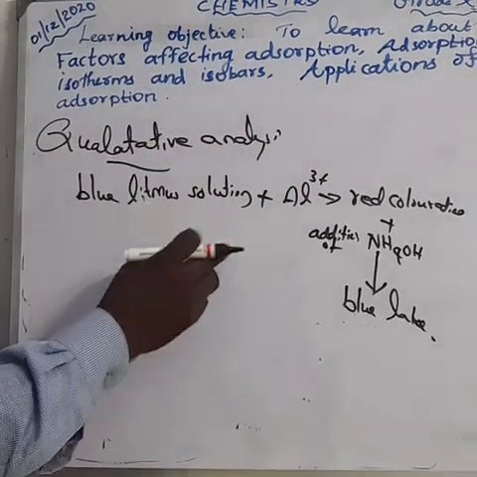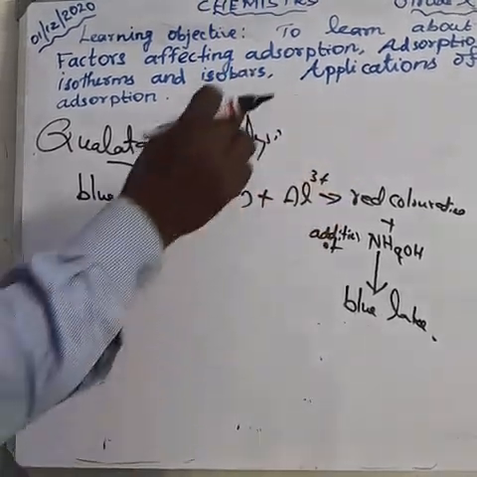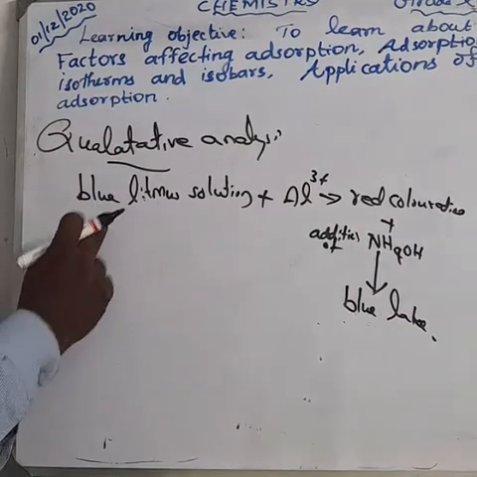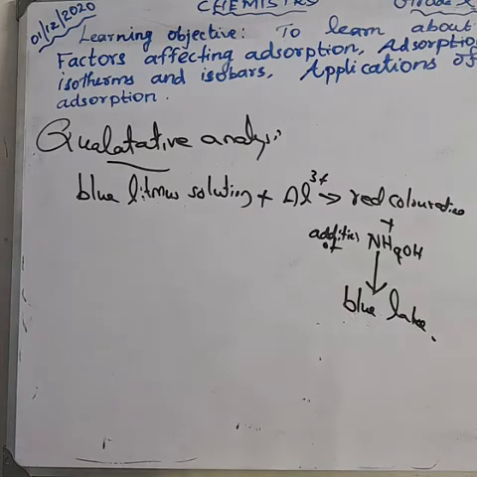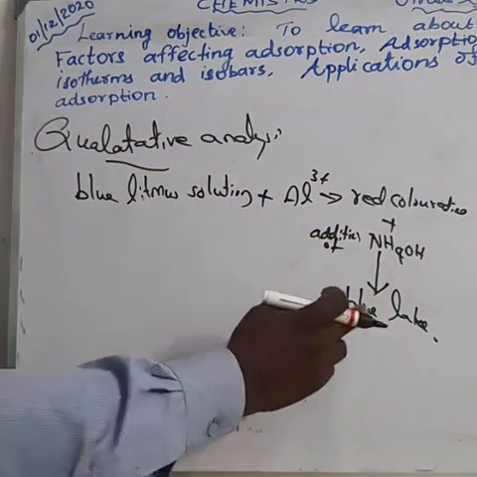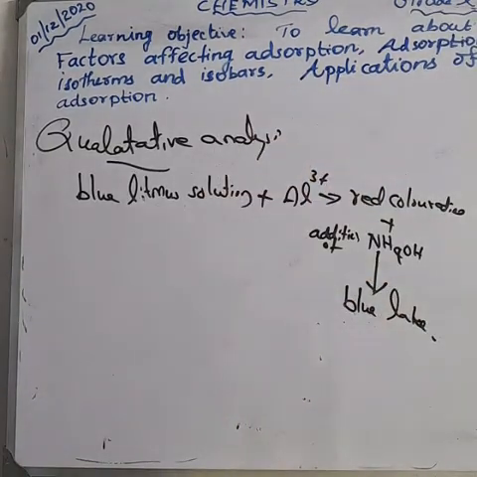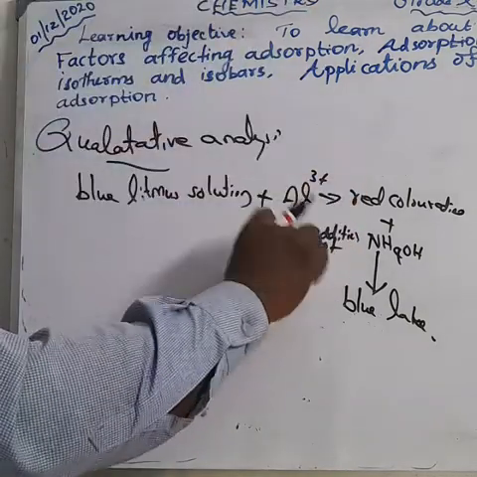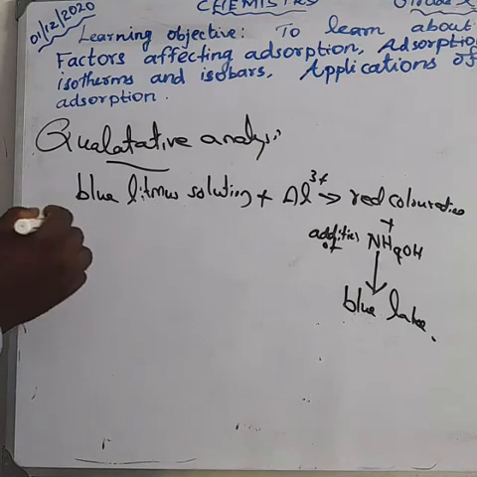First of all, we are taking aluminium ions, which can be taken as aluminium hydroxide. To this aluminium hydroxide we add blue litmus solution, so we get a red color. To the red color, again we add ammonium hydroxide, and we get a blue lake. This is due to the adsorption of blue litmus compound on the surface of aluminium hydroxide. This is also based on adsorption.